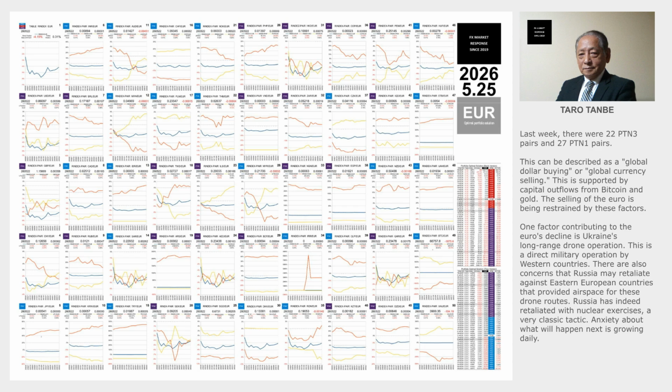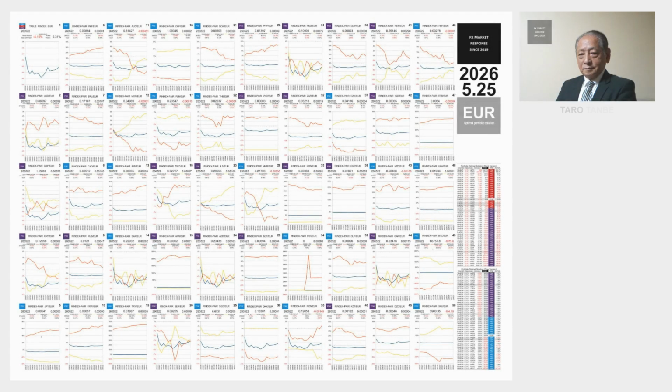One factor contributing to the euro's decline is Ukraine's long-range drone operation. This is a direct military operation by Western countries. There are also concerns that Russia may retaliate against Eastern European countries that provided airspace for these drone routes. Russia has indeed retaliated with nuclear exercises, a very classic tactic. Anxiety about what will happen next is growing daily.